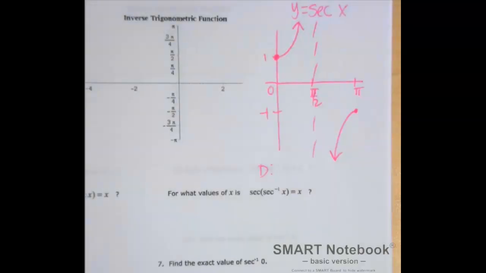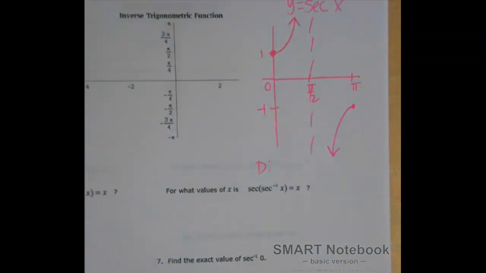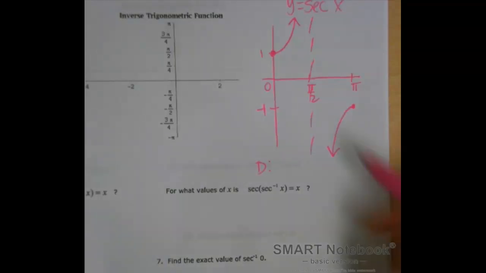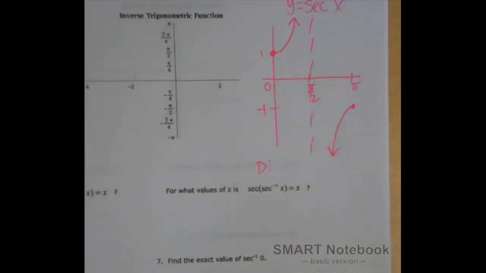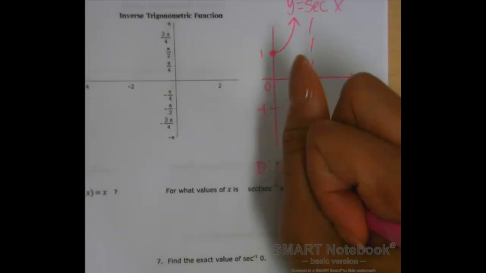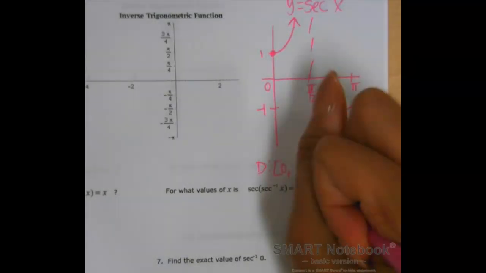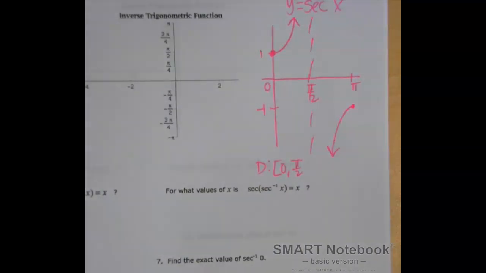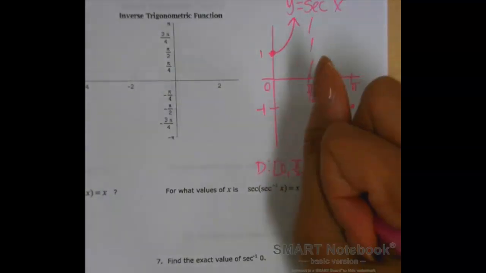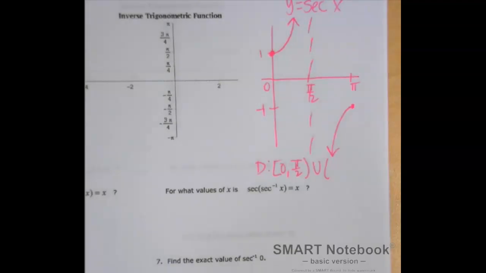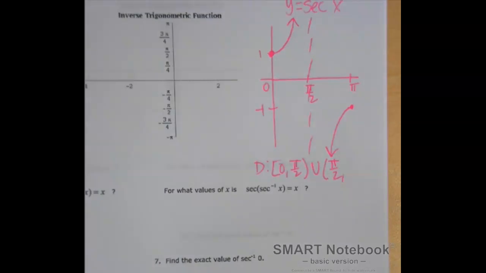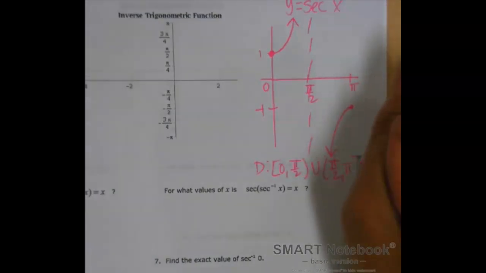Valerie, what's the domain for this graph? Read it from left to right. What's your domain? Start from the left. Where is it starting on the x-axis from the left-hand side? 0. And where is it going to? Pi over 2. At pi over 2, what happens? What do you have? Asymptotes. We're going to put a parenthesis, union, go to the other side. We're going to start at pi over 2 again, because we need to go to the other side of the asymptote. And where's it going to go from there? Pi.